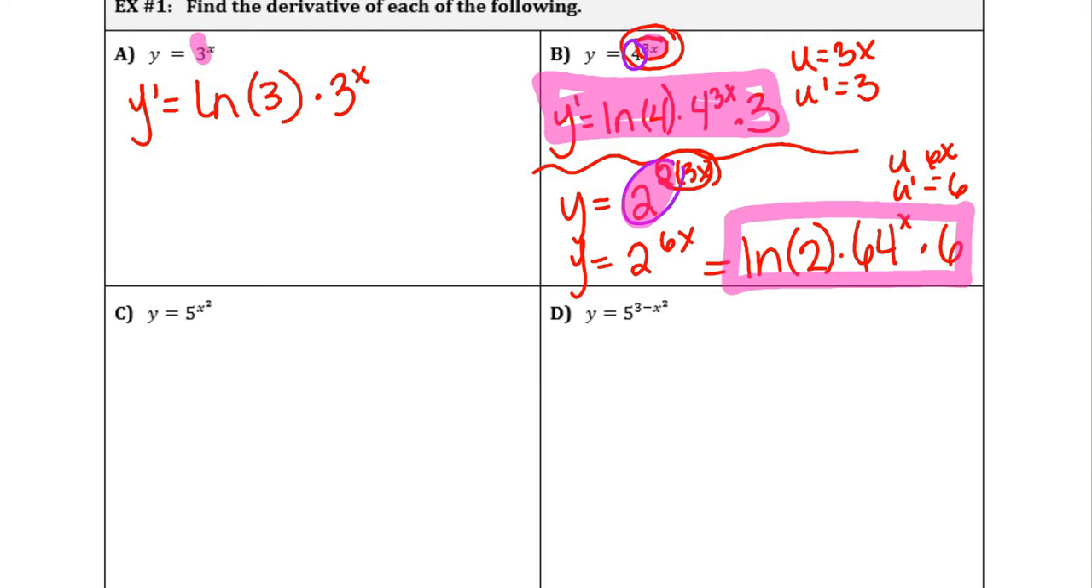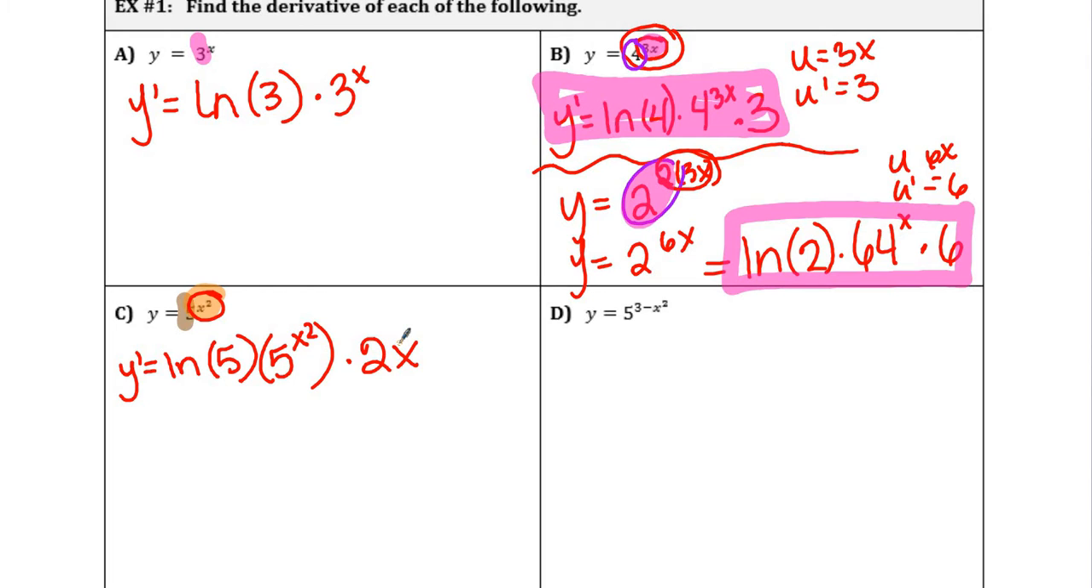All right, on C, I do have a chain function in this case. My chocolate is the 5 raised to the power of something, and the peanut is the x squared. So the first thing I'm going to do is take the derivative by taking the natural log of the base, which is 5, times the original function, which is 5 to the x squared, times the derivative of the peanut, which is 2x.